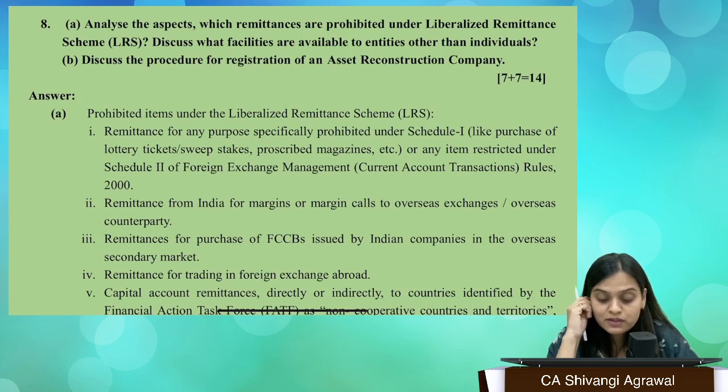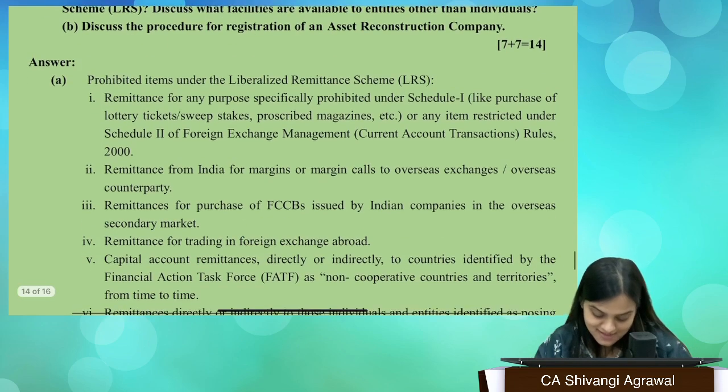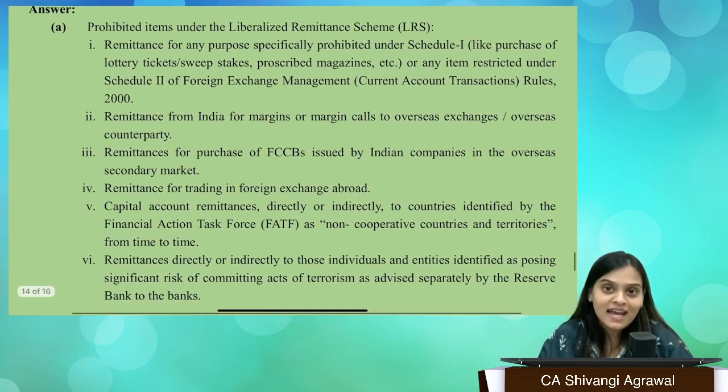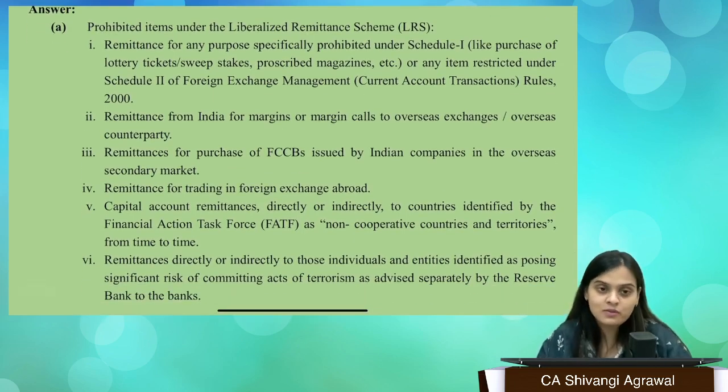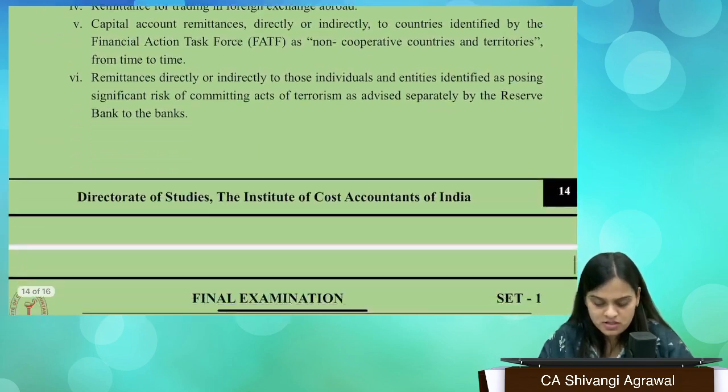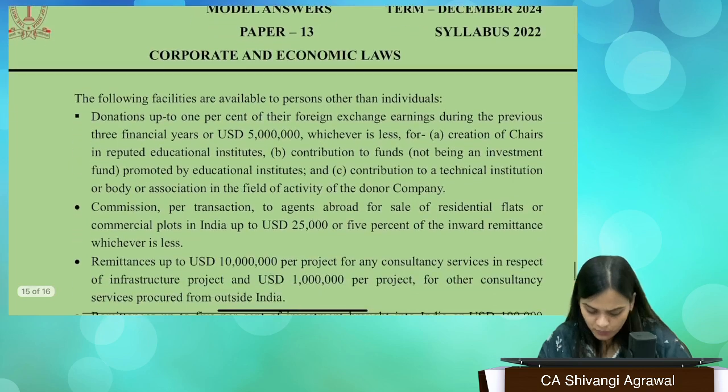Then we have remittance for, okay, it's already given over here, right? So we have all these prohibited items under LRS, which you have to state that these are the items which are prohibited. A very common question which has been asked frequently.